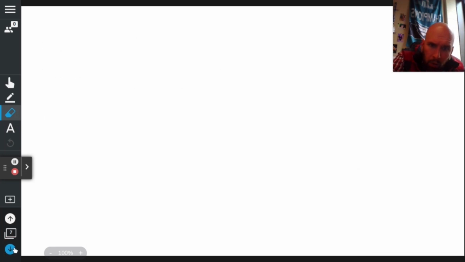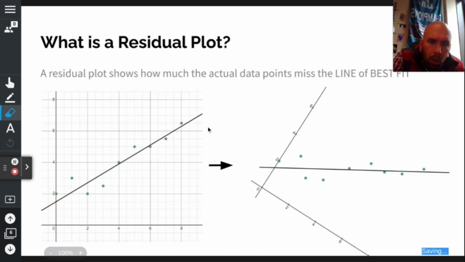Do I have a picture over here? No, I don't. So if I were to look at just this guy right here, ignoring these lines, I have a dot above, a dot above, a dot below, a dot below, a dot on, above, below, below. There's no obvious pattern that's going on with my residual points. If you don't have an obvious pattern on your residual plot, then your linear equation that you choose here is a good guess. It's a good equation to use.